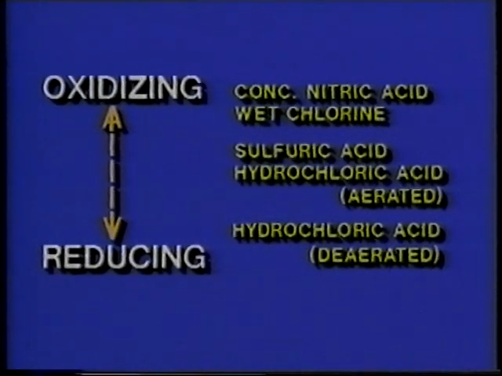So on that table, we find at the top of the table the most highly oxidizing end of the scale. Concentrated nitric acid and wet chlorine gas are extremely highly oxidizing, very positive potentials for those environments. In the middle of the scale, sulfuric acid and aerated, meaning oxygen-containing, hydrochloric acid are moderately oxidizing environments. And at the very bottom end of that scale is deaerated hydrochloric acid that contains no oxygen. So we go from very highly oxidizing to very highly reducing environments, and we have many environments in between.